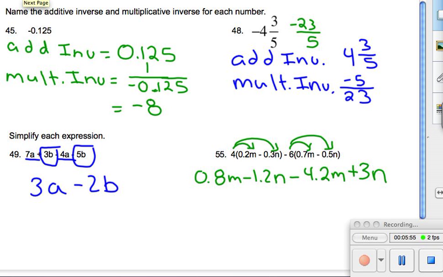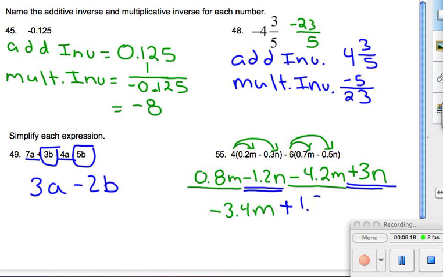Going in and collecting like terms now, I have a 0.8m and a negative 4.2m, which gives me a negative 3.4m. Then I have the negative 1.2n and the positive 3n, which if I put those two together, I'll have a 1.8n. So my final answer is a negative 3.4m plus a 1.8n.